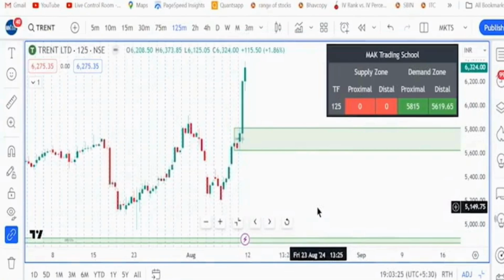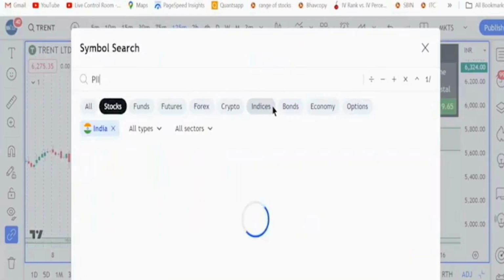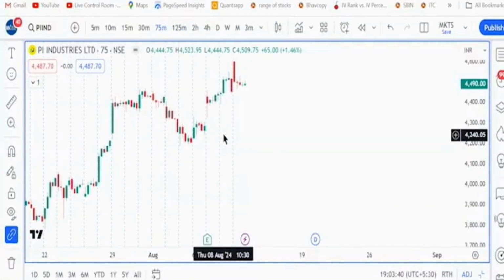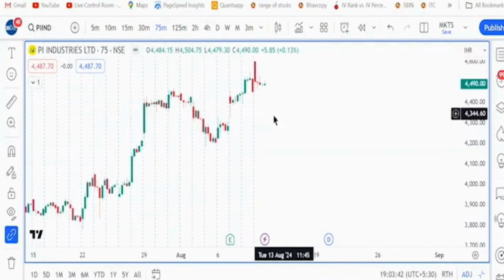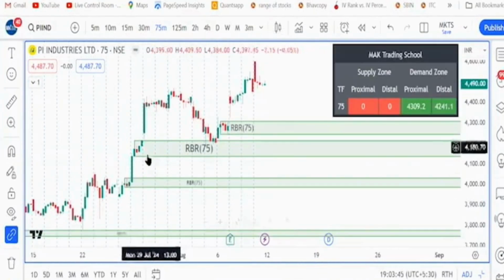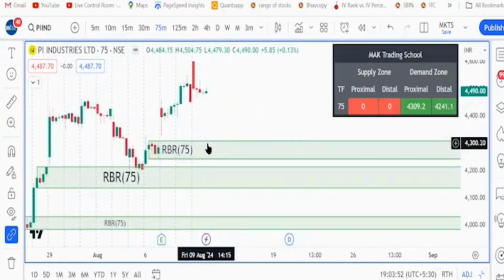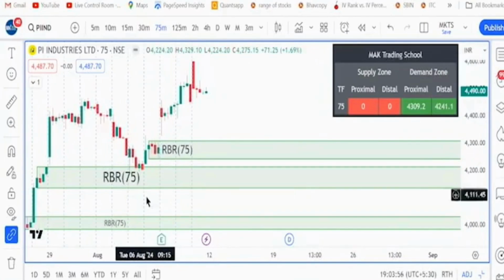So let's look at some of our recent trades that we executed. PI Industries was one of my recent trades. Can you see this? Rally base rally identified by the indicator. Price came back to the demand zone. That was my entry point into the trade. And I already booked out easily more than 3:1 risk reward.